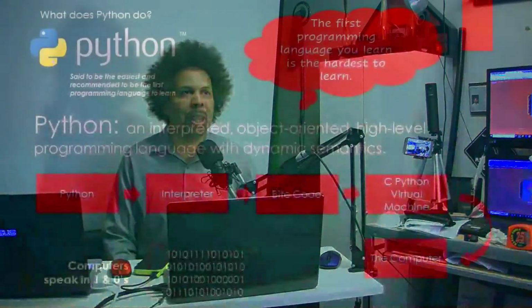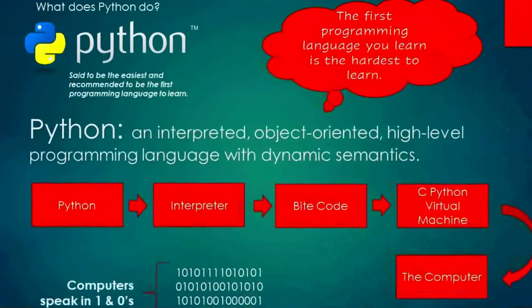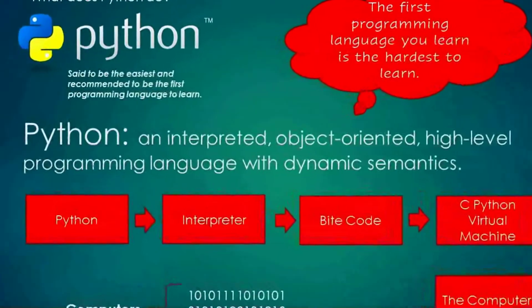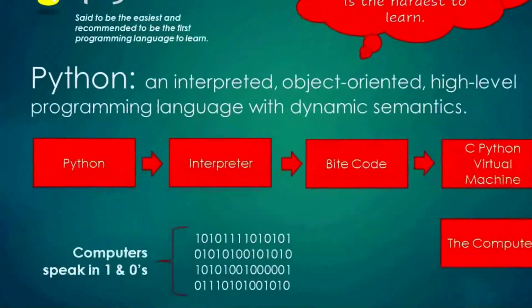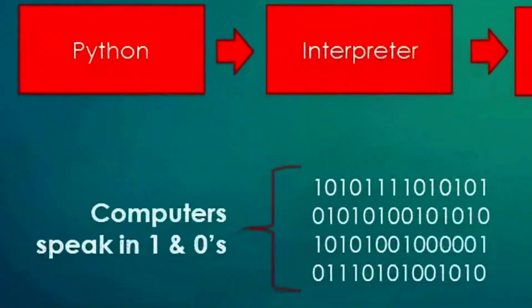Now, what does Python do? First, let me just say this. Python is an interpreted, object-oriented, high-level programming language with dynamic semantics. Got that from the official website of Python. Now, the way this whole thing works, the whole coding thing, is that computers operate on a binary code. And that binary code is 1s and 0s. That's the language that computers speak.